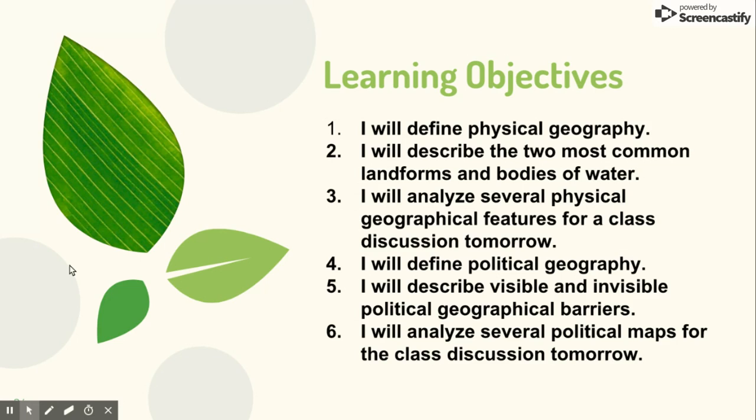4th, we did define what political geography was. In this just prior, we talked about visible and invisible political geographical barriers. And 5th, we analyzed several different political maps for the class discussion tomorrow. We talked about the state map, the world map, and the map that illustrated where and what countries had disputes over territory. Please don't forget to bring your notes with your T-chart tomorrow for our class discussion.